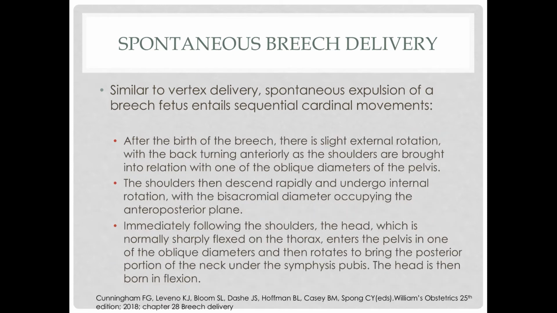After birth of the breech, there is slight external rotation, with the back turning anteriorly as the shoulders are brought into relation with one of the oblique diameters of the pelvis. Then the shoulders descend rapidly and undergo internal rotation, with the bisacromial diameter occupying the AP plane. Immediately following the shoulders, the head, which is normally sharply flexed on the thorax, enters the pelvis in one of the oblique diameters and then rotates to bring the posterior portion of the neck under the symphysis pubis. Then the head is born in flexion.